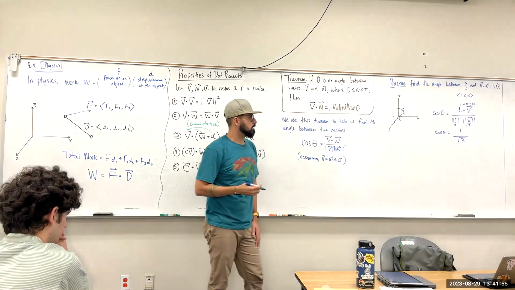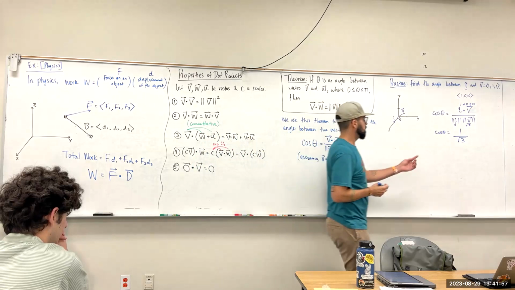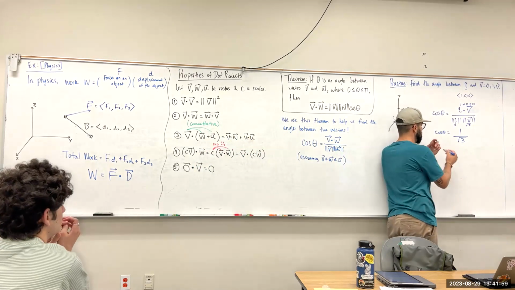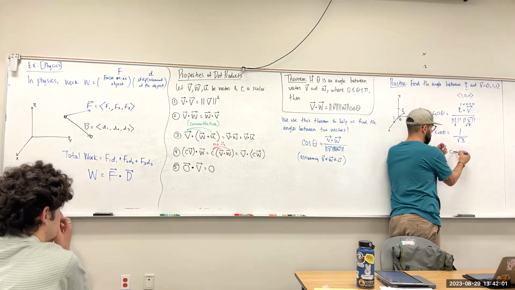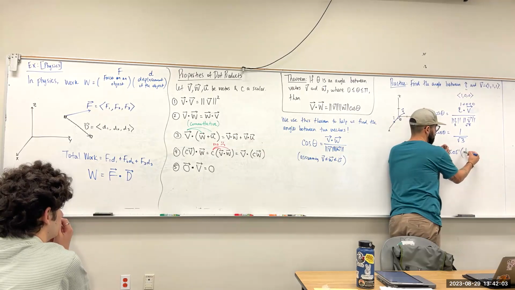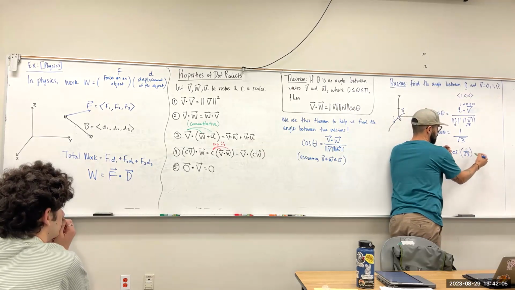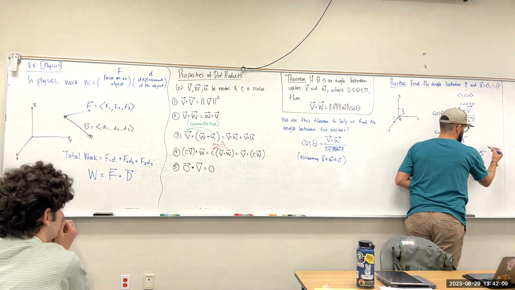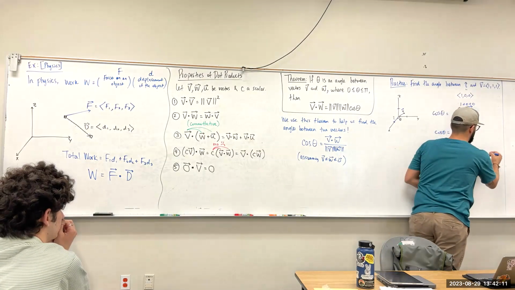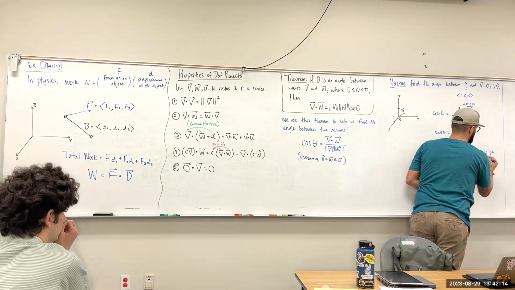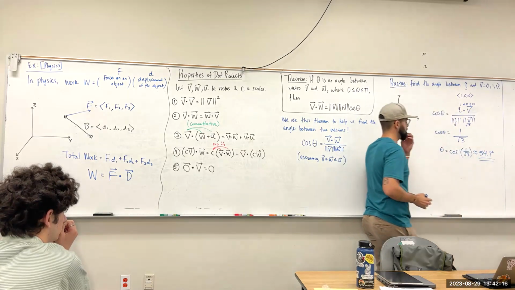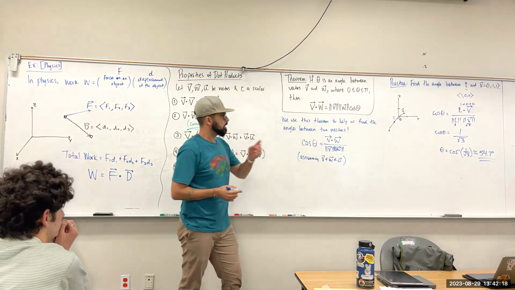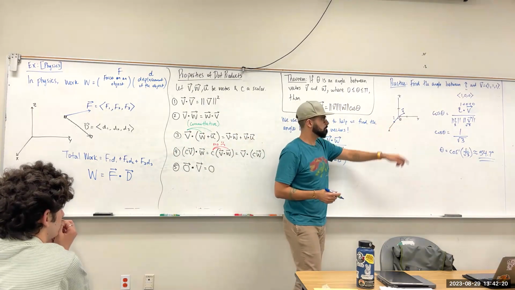Unfortunately, that one doesn't correspond to a special angle, so you do have to use your calculator. The cosine inverse of that. And what did you guys get on your calculator? 54.7. 54.7, there we go. Nice. So that's the angle between those two vectors, okay?